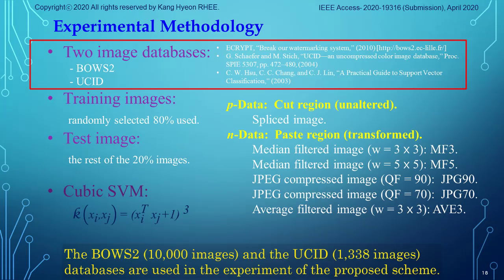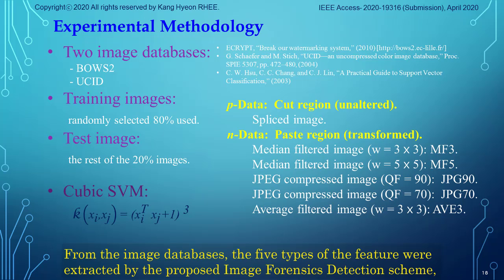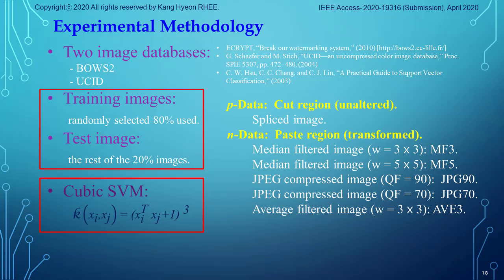The BOWS2 10,000 images and the UCID 1338 images databases are used in the experiment of the proposed scheme. In the experiments, the images are converted to 8-bit grayscale images as necessary from the image databases. The 5 types of features were extracted by the proposed image forensics detection scheme, which is implemented in a cubic SVM classifier with 5-fold cross-validation.